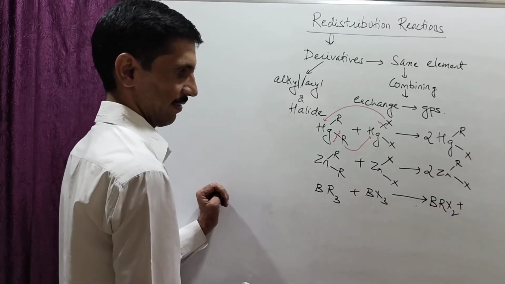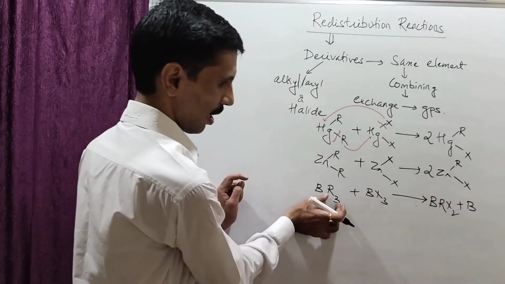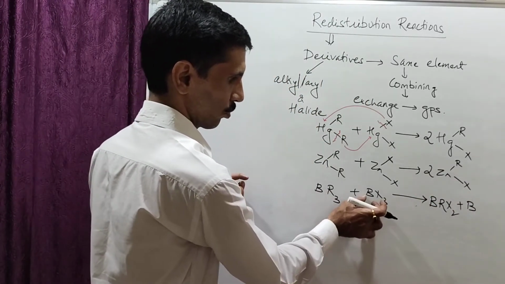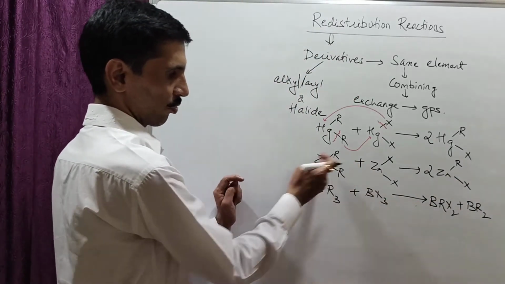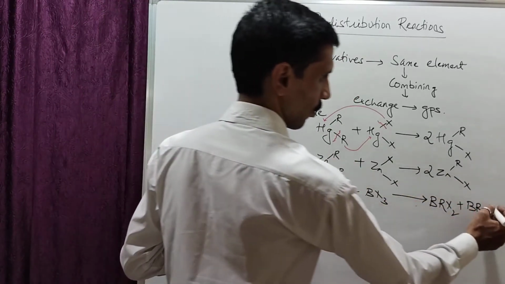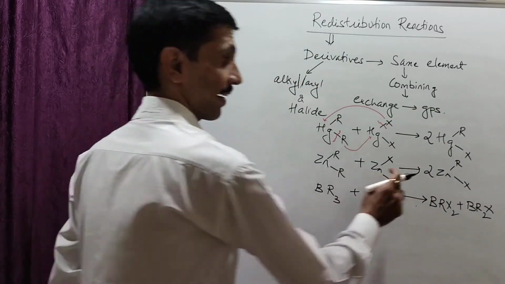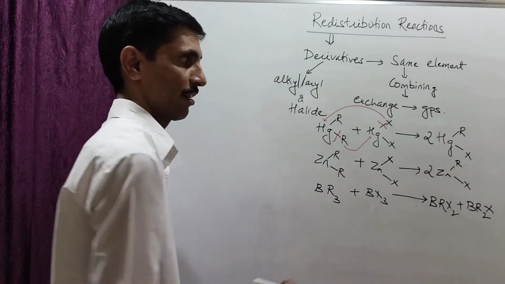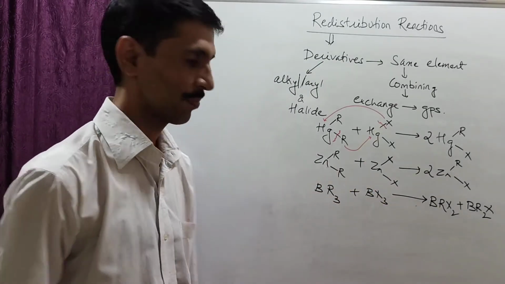Now here see what happens: the 2R, I write down boron first of all. The 2R from BR3 is going to this boron. So I write down BR2. And the 2X is going on the other side. So how many X remain? 1X. So we get BR2X. Okay, so you cannot write two molecules like the ones I've written over here. No, you cannot. This is the way you can write it down.